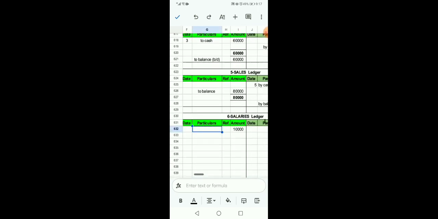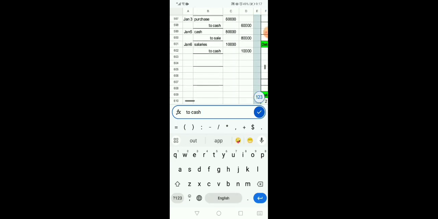We will choose the debit side of the salaries and put 10,000 in the amount column. Now see what is written on the opposite side of salaries, that is cash. So you will write "To cash" in the particular column as a reference. What was its date? The date was January 6. So give the date and put it in the date column.